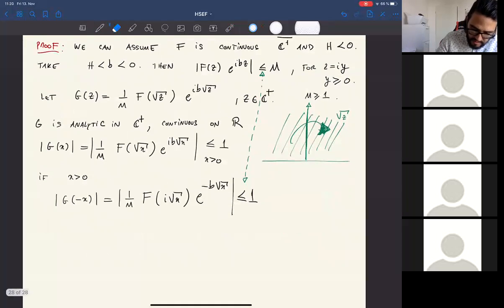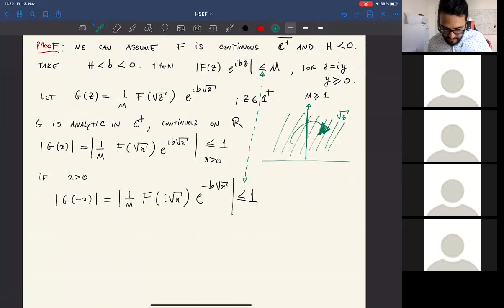Any questions here? Got stuck a little bit, but now I think everything is good. Great. So we have a function g, which is bounded on the real line by 1. It's analytic in the upper half plane. And we do know that I want to apply the Phragmén-Lindelöf principle, of course. So let me go back to my notes.